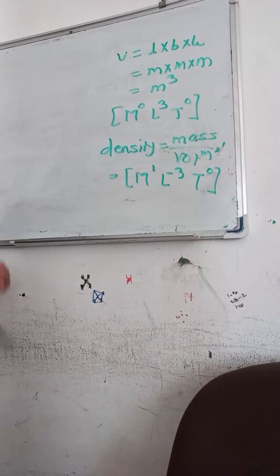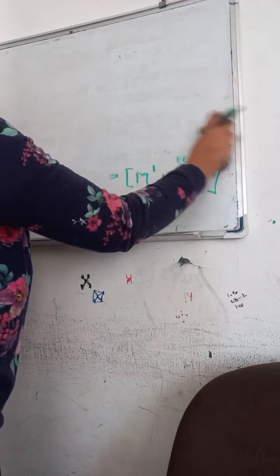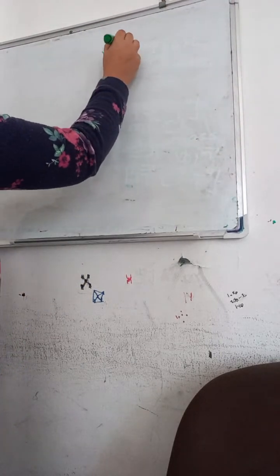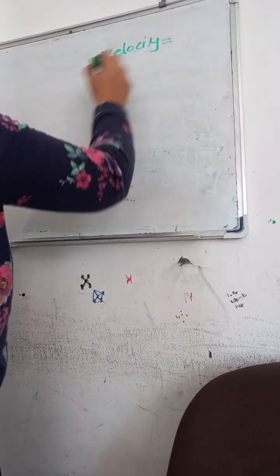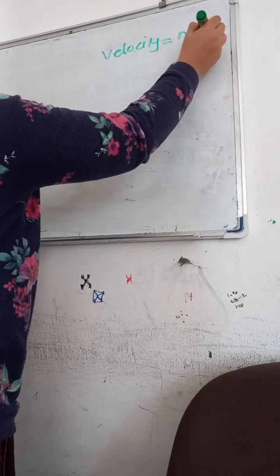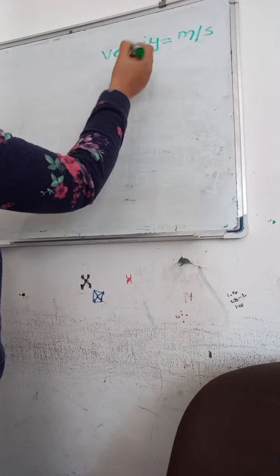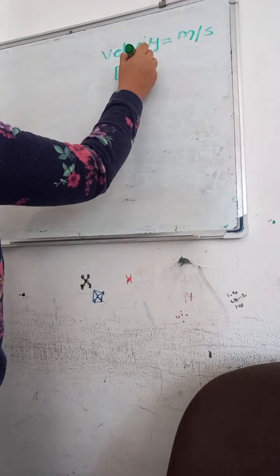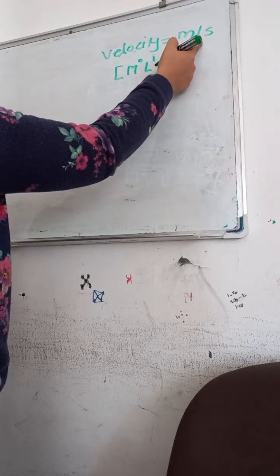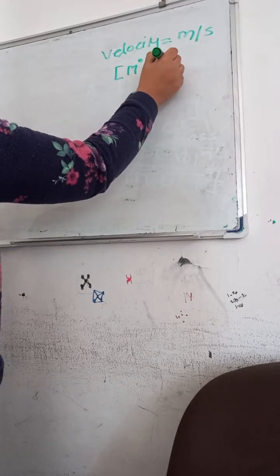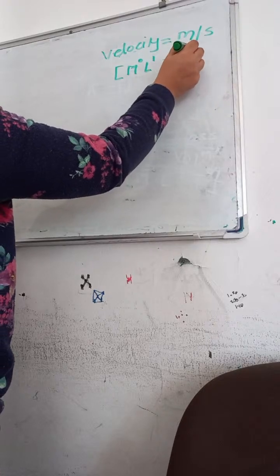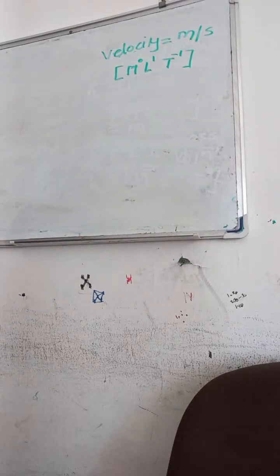Okay. Now similarly we can find out the dimensions for velocity. We take the units for velocity: we measure velocity in terms of meter per second. Meter is related to length and second is related to time. So here mass is absent, that is 0. Length is there raised to 1, time is there but in the denominator, and when we take it up it becomes minus 1. So these are the dimensions for velocity.